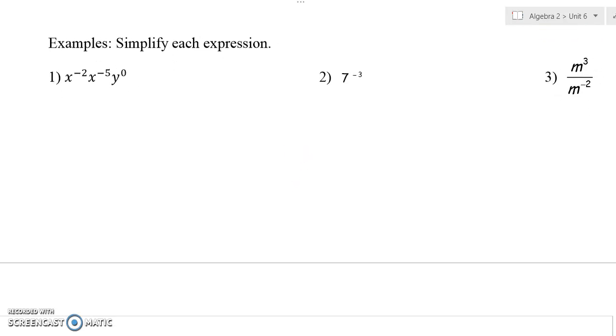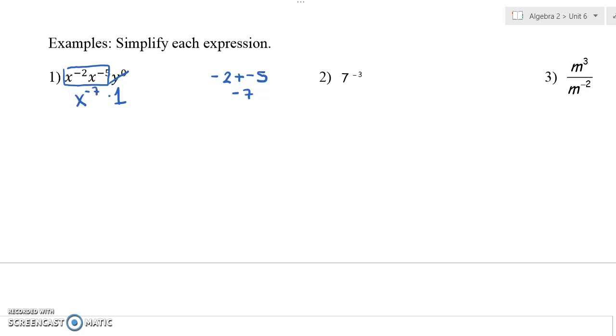All right, when I look at example 1, the first thing I notice is that y to the 0 power is 1. So I know this is going to be multiplied to 1. And then I also notice that there are 2 x's, and I know I can add their exponents. So I'm going to do negative 2 plus negative 5, which gives me negative 7. So that's x to the negative 7.